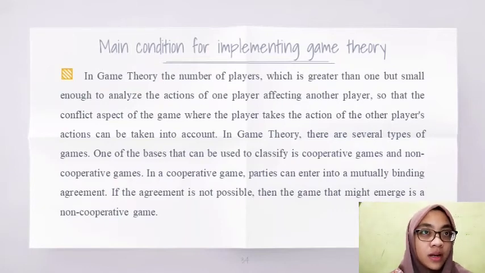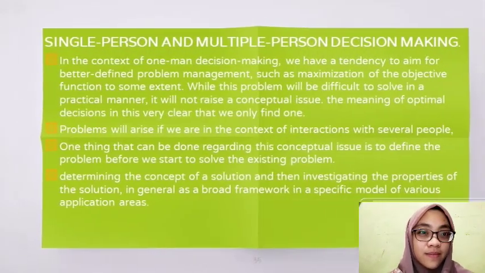In game theory, there are several types of games. One of the bases that can be used to classify is cooperative games and non-cooperative games. In a cooperative game, parties can enter into a mutually binding agreement. If the agreement is not possible, then the game that might emerge is a non-cooperative game.